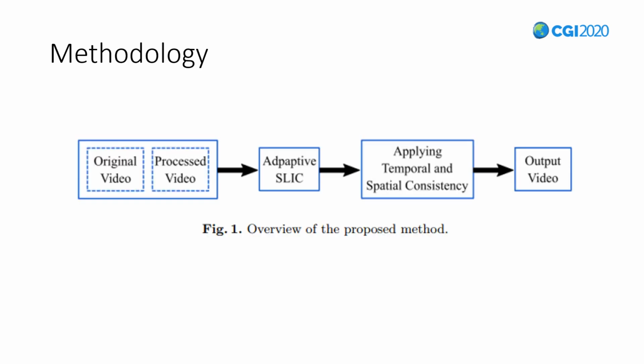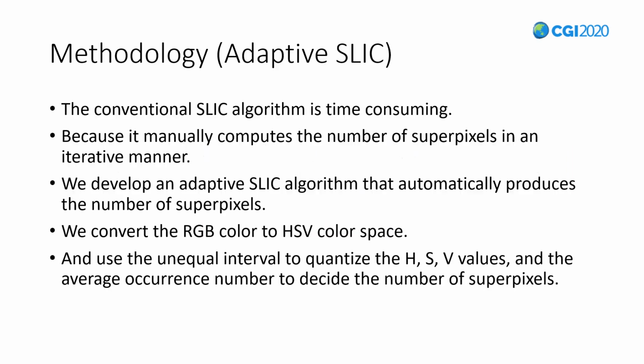This slide shows the overall working of our proposed method. We first input the original video and the processed video. Then we apply the adaptive SLIC algorithm to generate the superpixels automatically. After that, we apply temporal and spatial consistency, and finally we receive the output video. Now each of these steps is discussed separately.